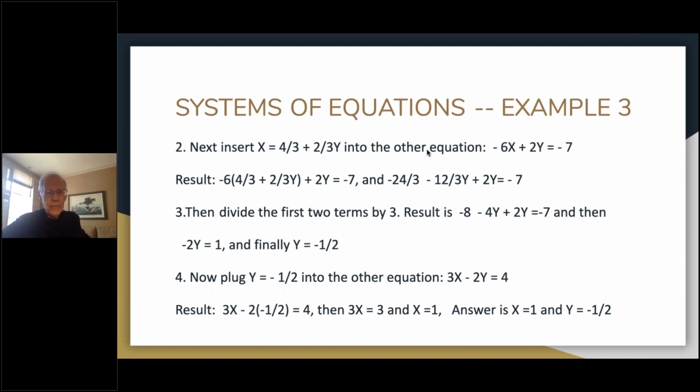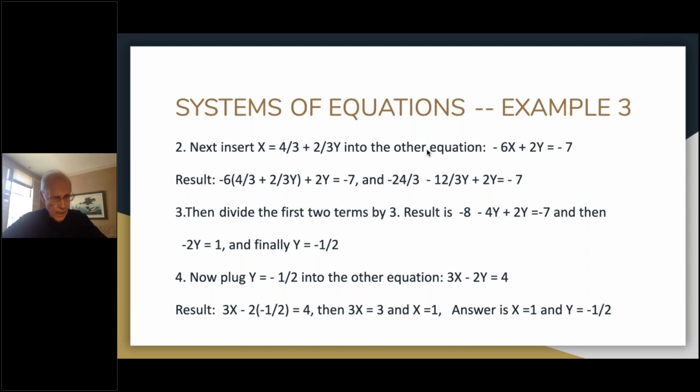So we get minus 24 over 3 minus 12 over 3y plus 2y equals minus 7. Then we can divide those first two terms by 3 to simplify them, and we get minus 8 minus 4y plus 2y equals minus 7. Then we simplify that even more by first of all adding 8 to both sides, and that gives us 1 on the right side. And we subtract 4y from 2y, and we get minus 2y. So that's minus 2y equals 1, and y equals minus 1/2.